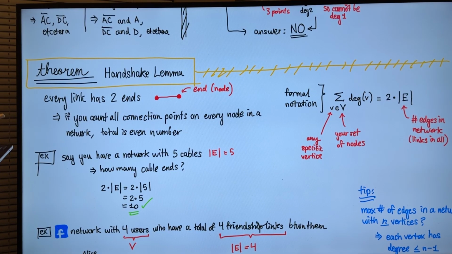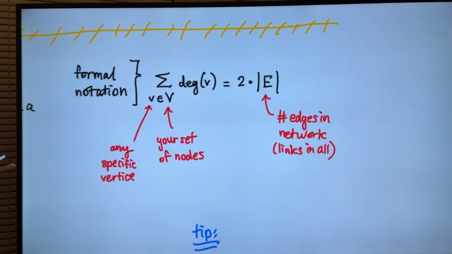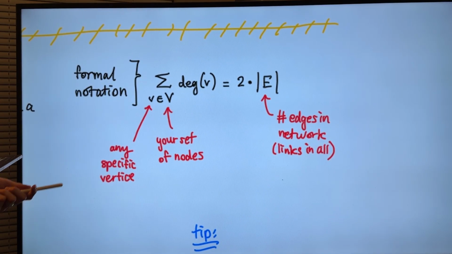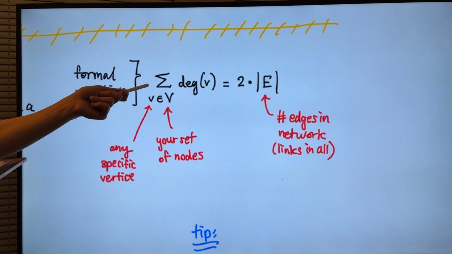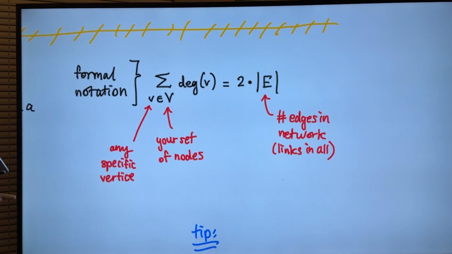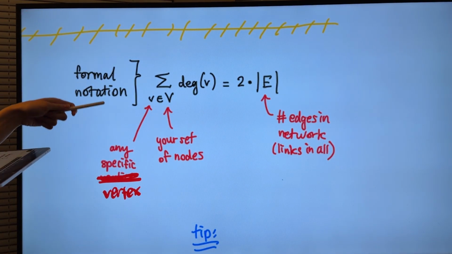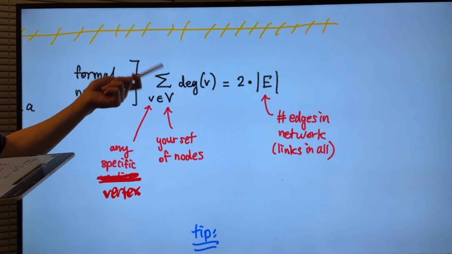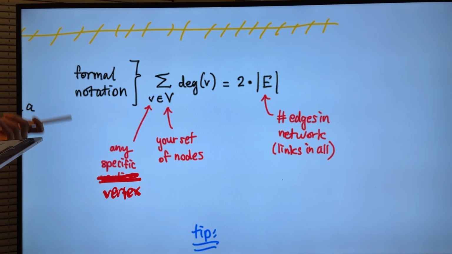So if you count all the connection points on every node in a network, the total is going to be an even number, okay? And this is a little fancy formal notation for it. What it essentially means is that the sum of the degree of v, for any specific vertex that exists in your set of nodes, is going to equal 2 times the absolute value of E. So 2 times the number of edges in the network, links and all.